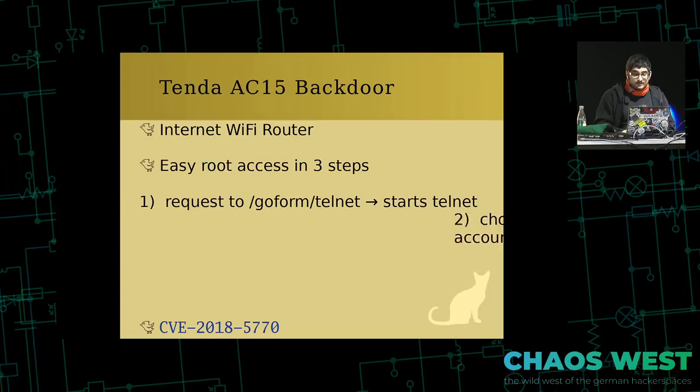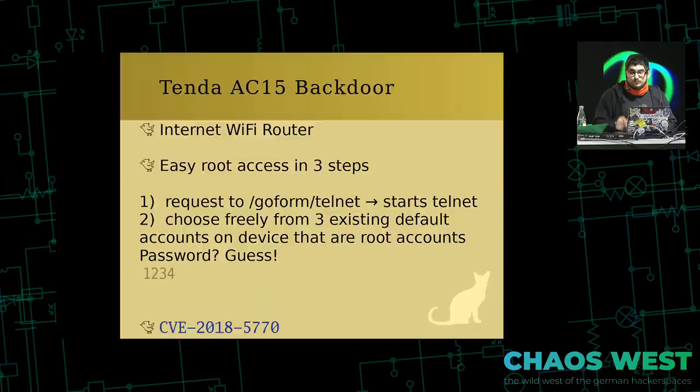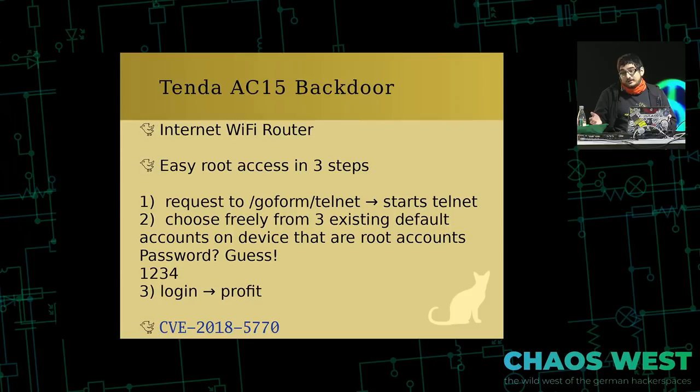The next step is you choose freely from three existing default accounts on the device that are root accounts. You have a user, admin, and a third account. And then you just need to guess the password, and then you have root access on the account. Are there some guesses for the password? Well, it is not test, but it's close. It has as many letters as test. The password was 1234 for all three accounts. And then you log in and you have root access on the router. It's really handy. So if you lost your root password of your admin account, you just use this one.